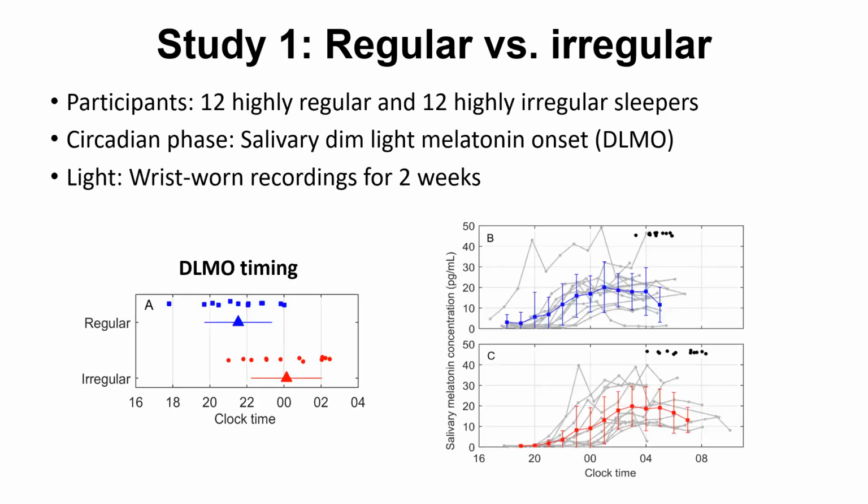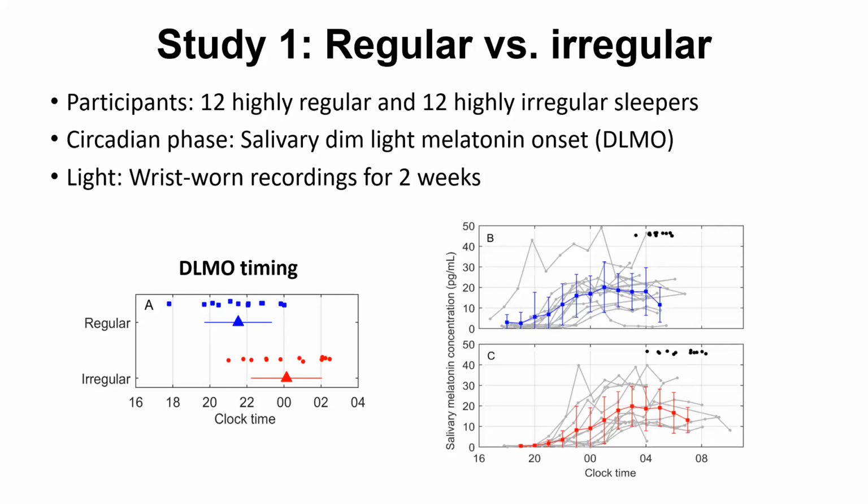So in study one, basically what we did is we studied 60 college undergraduates for a couple of weeks. And then we computed which individuals had the most regular or the most irregular schedules. And we took the 12 most regular and the 12 most irregular. And in those individuals, we measured their circadian timing using the gold standard dim light melatonin onset. And what we found in general was that the people who had regular sleep timing were a couple of hours earlier in their circadian timing than the individuals who had irregular schedules.